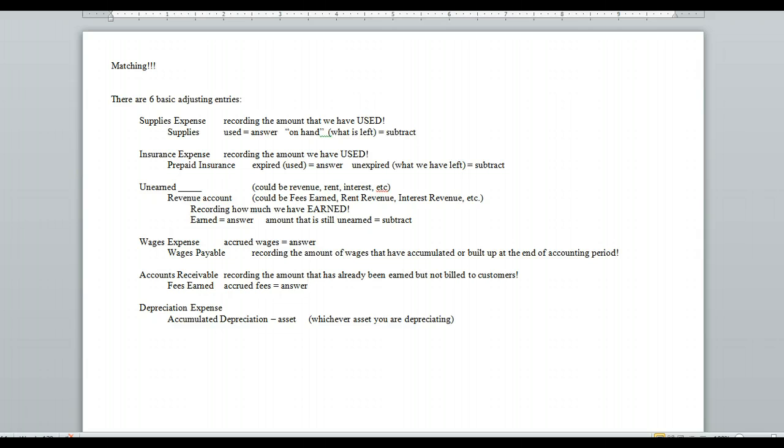Depreciation expense. Well, remember depreciation, I'm assuming you've looked in your book about depreciation. Depreciation is the way we record the amount of a fixed asset that we have used up. Supplies, it's easy to tell how much we've used up. The copy paper was there and now the copy paper's gone. The staples were there and now the staples are gone.